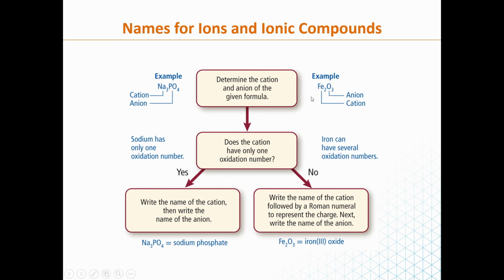Example number 2, we have Fe2O3. We determine the cation and anion. The cation will be Fe, the anion will be O. Does the cation have only one oxidation number? No, because iron has two oxidation numbers, +2 and +3, and in this situation we have +3. It will become iron(III) oxide.